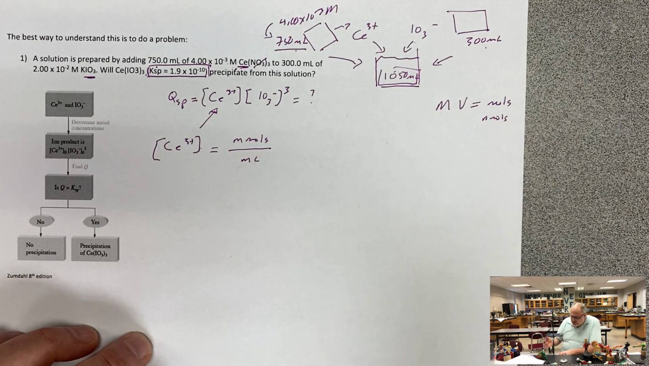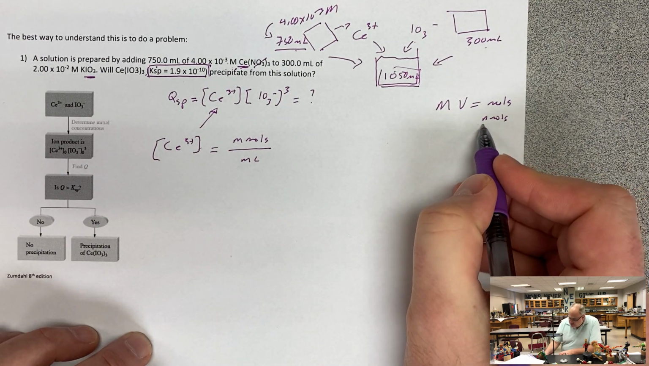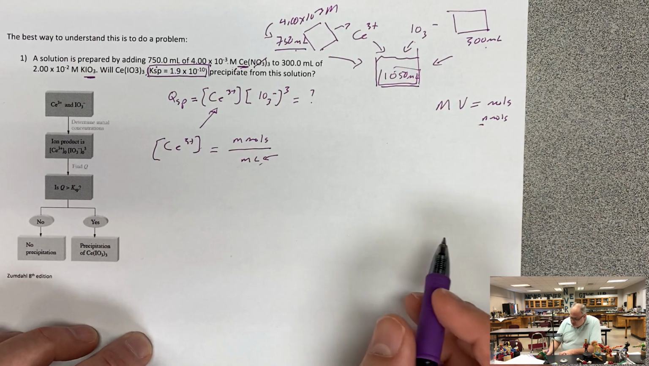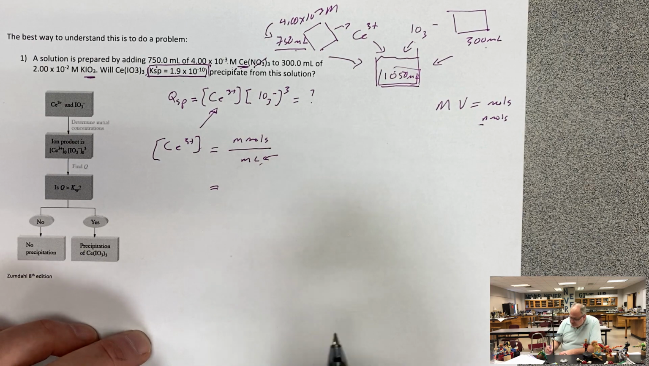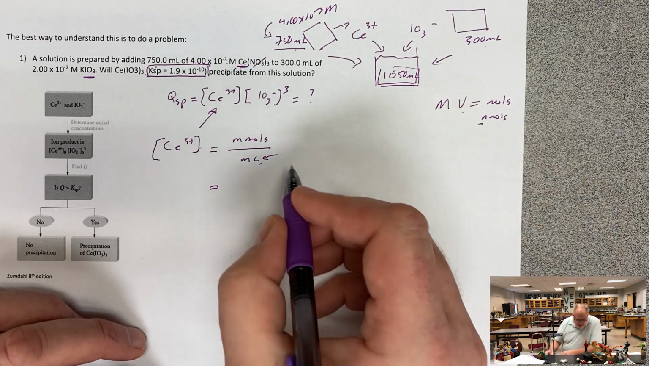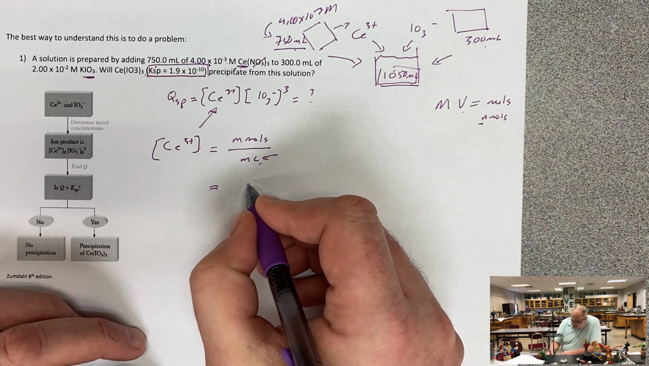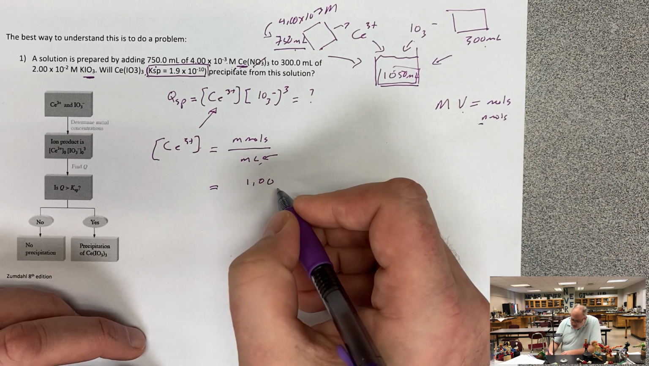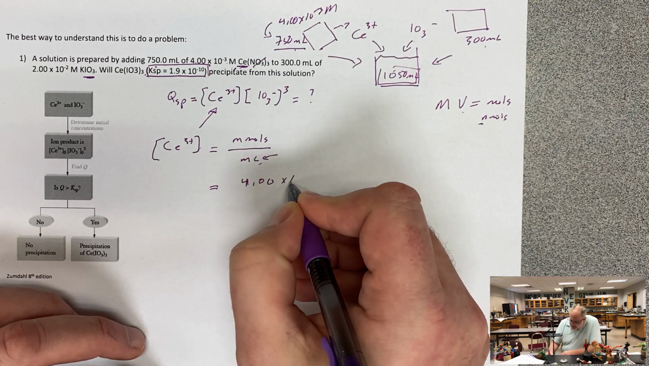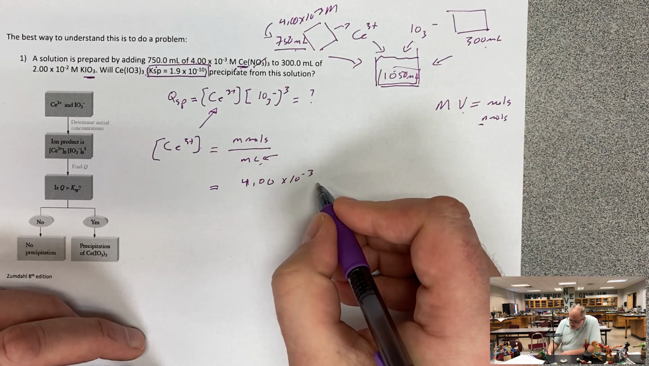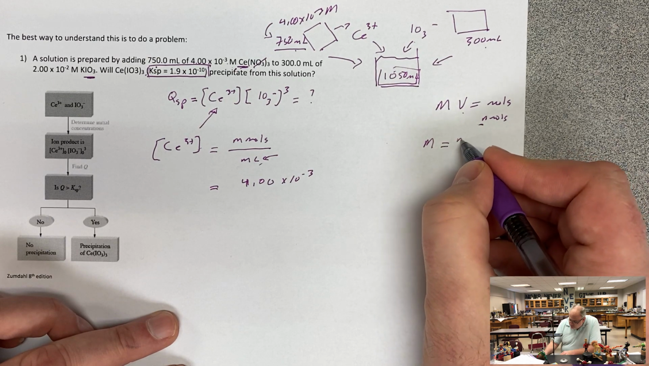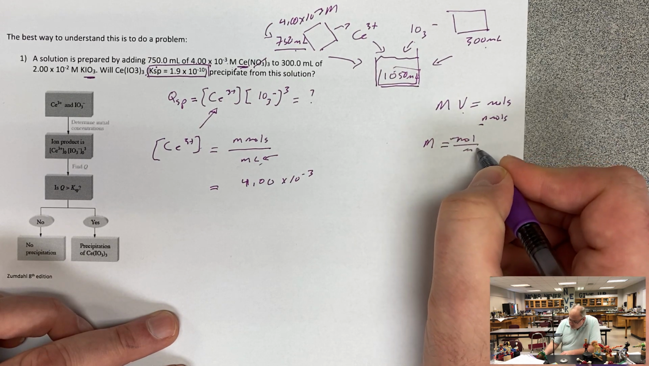So there's two ways you can go about doing it. One is you can figure out the moles first and then divide it by the new volume, or you can do it all in one step. I'm going to choose to do it in one step, and here's how we'll do that. We're going to take our molarity and our volume, and our molarity happens to be 4.00 times 10 to the negative 3 molar. Now, to be really clear, do you understand that molar is equal to moles or millimoles per milliliter?